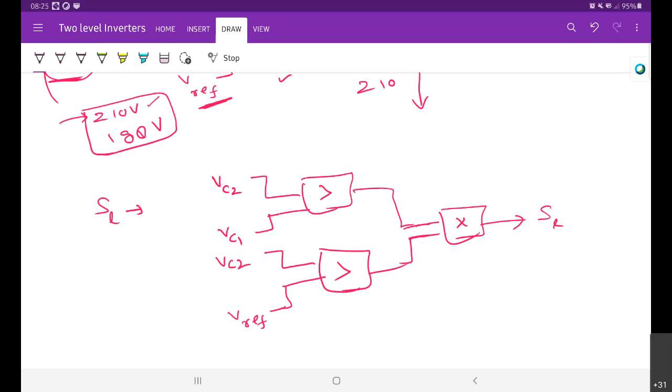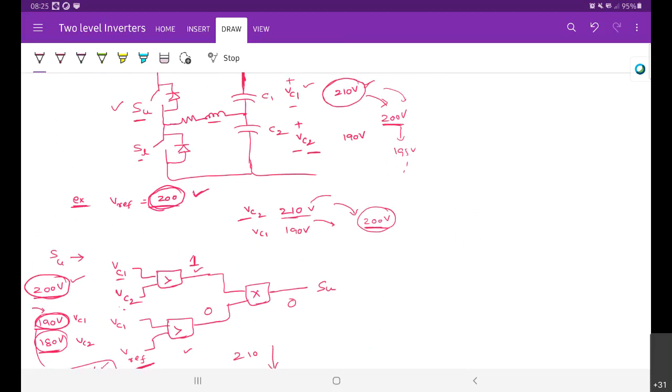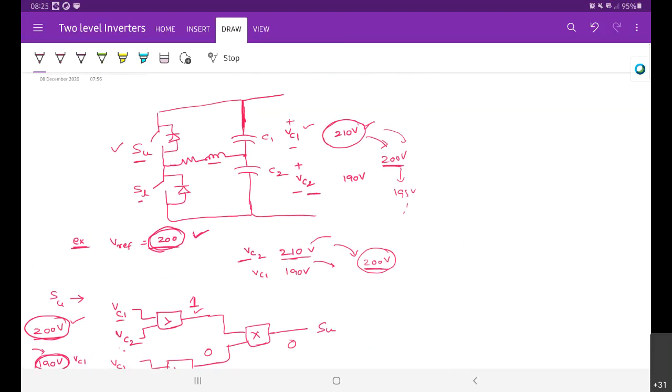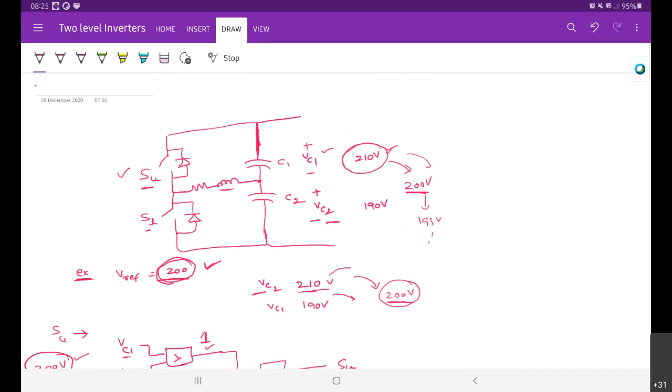The same theory is followed here. When capacitor 2 voltage is greater than capacitor 1 voltage, we need to turn on the switch. So only when V reference is greater than VC2. It's clear? Okay, so this is how we will operate the upper switch and lower switch. Remember, these SU and SL are not complementary.